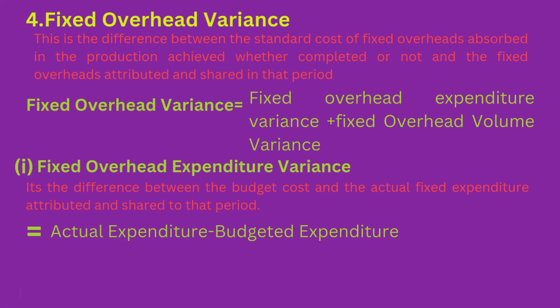Fixed overhead variance is given by the sum of fixed overhead expenditure variance and fixed overhead volume variance, which you can see: fixed overhead variance is equal to fixed overhead expenditure variance plus fixed overhead volume variance. Let's start with the fixed overhead expenditure variance, which is the difference between the budget cost allowances for production for a specified control period and the actual fixed expenditure attributed and shared to that period. It is calculated as actual expenditure minus the budgeted expenditure.